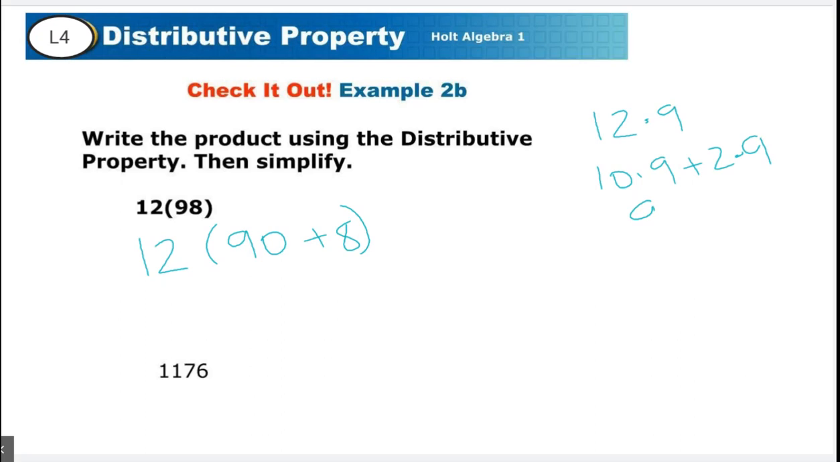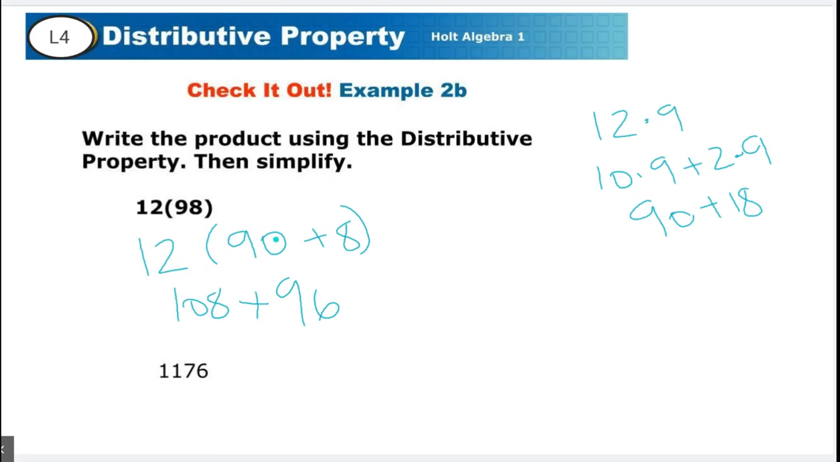So that's 90 plus 18, which is 108. So this is 108. And 12 times 8 would be 80 plus 16, 96. I actually knew that before. And 108. What is this answer?